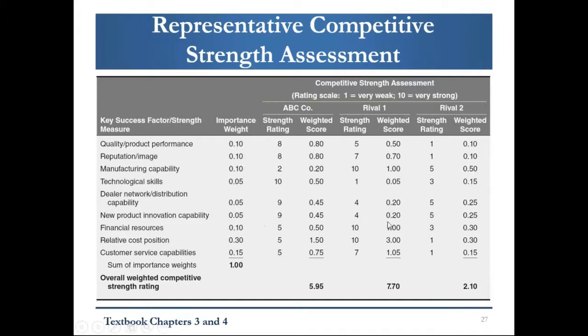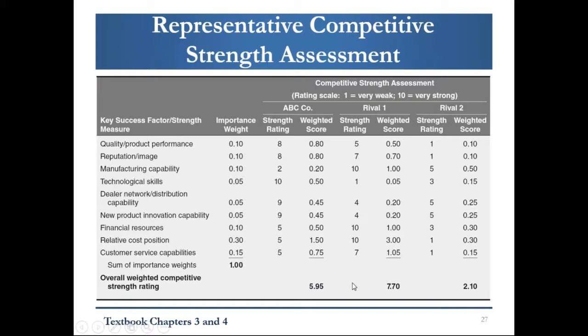So hope that makes sense. You multiply the importance weighting by your relative strength to come up with a weighted score. So here on the top line, 10% times 8 is 0.8. You go all the way down, and then you add up those numbers to come up with your overall weighted competitive strength rating.